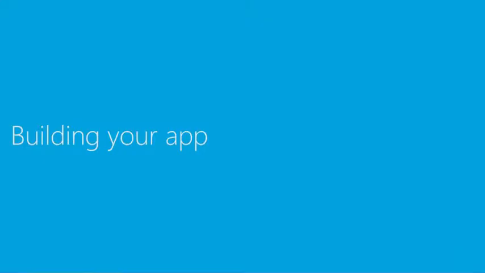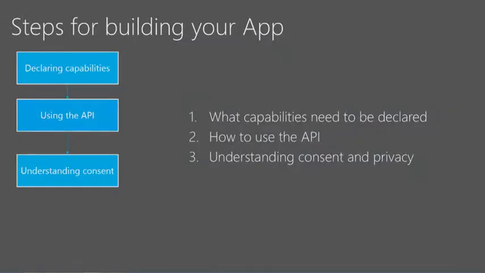Now that we've found or discovered the devices and paired with it, we'll dive into how to start building an application that can connect to this device. We'll talk about three simple items. What capabilities do you need to declare on your app so that the app can use the APIs for Wi-Fi Direct? How do you actually use the APIs? We'll walk through a very simple example. We'll go over understanding consent and privacy model.